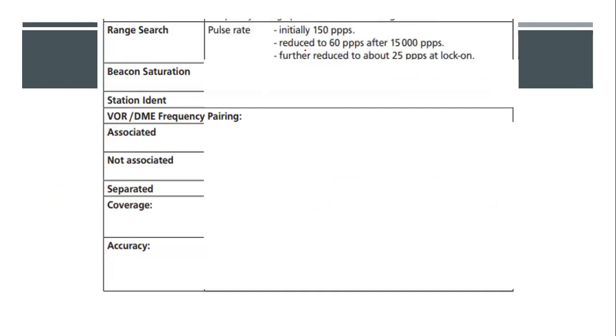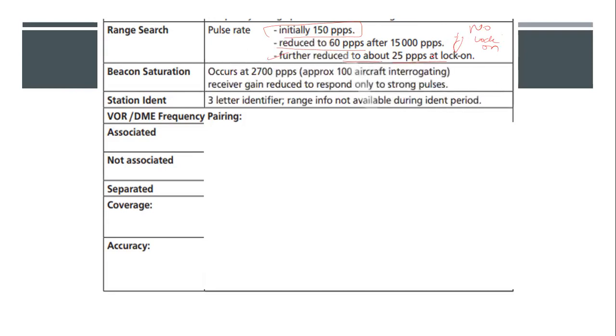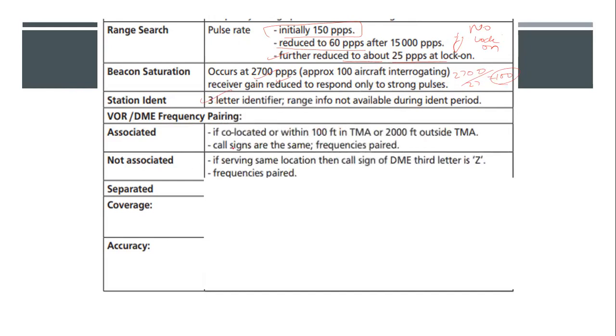These are the pulse rates. Initially we have 150 PPPS, then it reduces to 60 if no lock on. Further reduced to about 25 PPPS at lock on. Beacon saturation is 2700 PPPS. That means 2700 divided by 27 gives us 100 aircraft. Chain identification, 3-letter code, VOR DME pairing associated with this. These are not required.